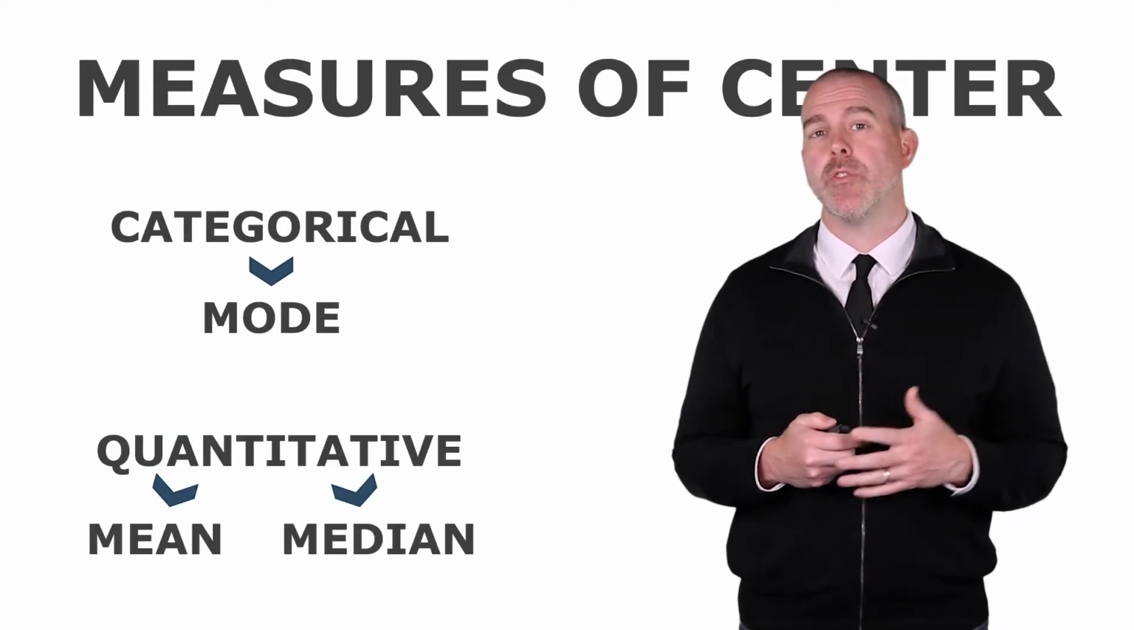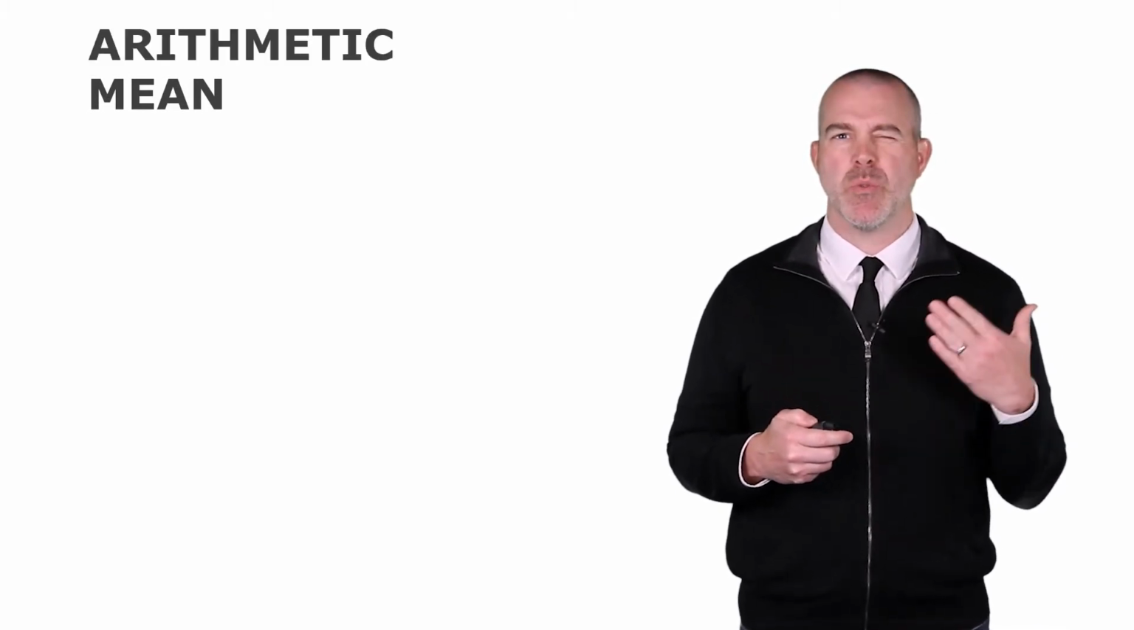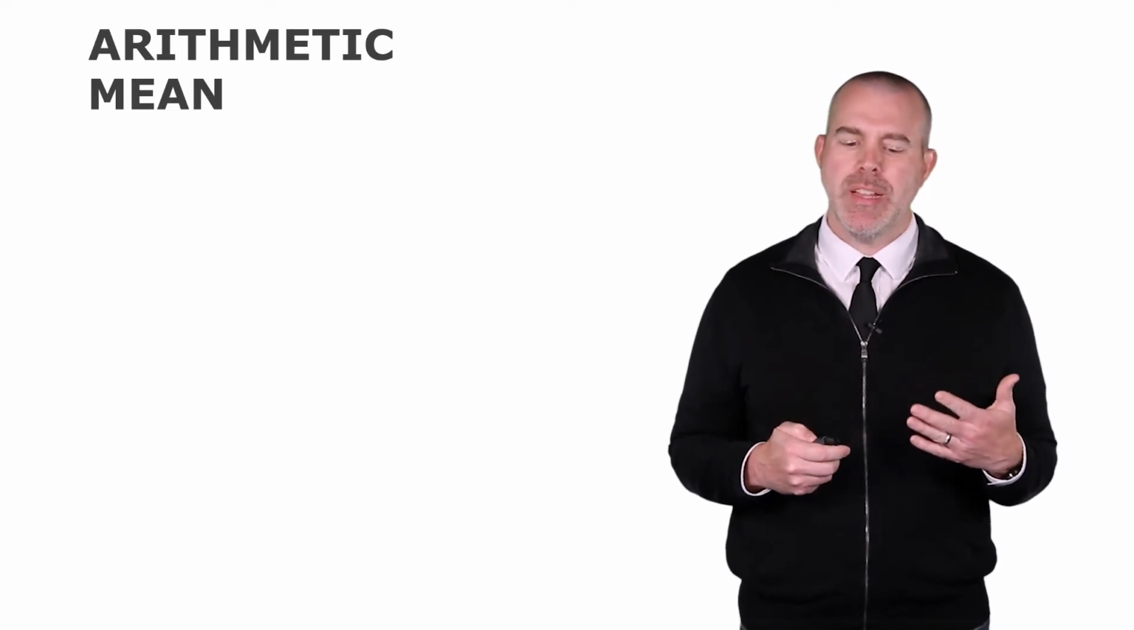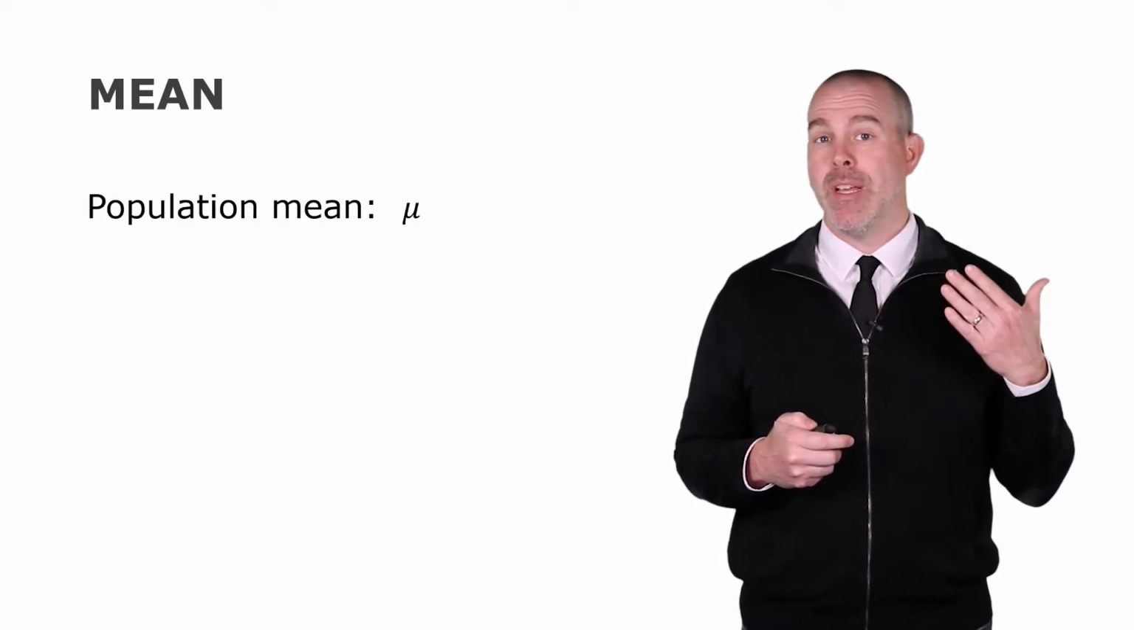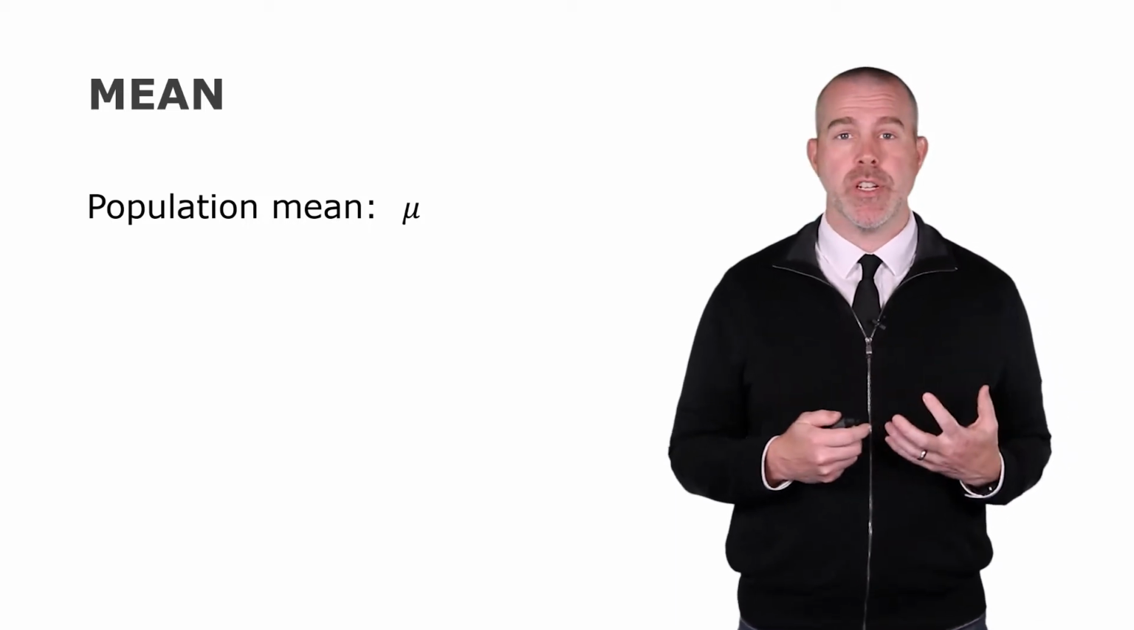Okay, back to those measures of center. What if we want to look at the mean? Technically, it's formally called the arithmetic mean because we're adding here. We typically just refer to it as the mean though. And we're going to look at two different possibilities here. One is when we have a population and we use the Greek letter mu here. That is their version of m.